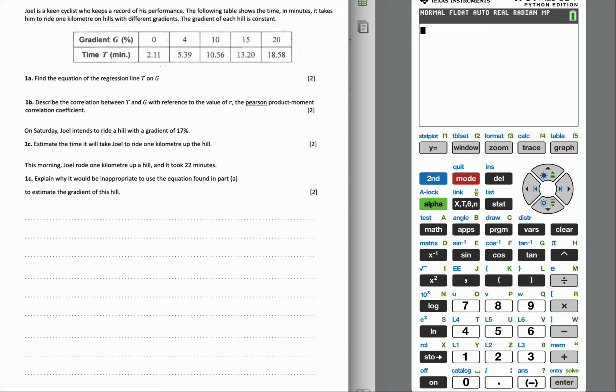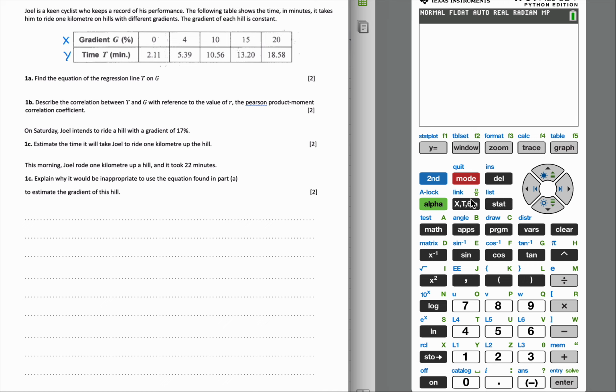So this is a cyclist who records the gradient of ascent that they've done and then the time that it takes. So essentially this is our x coordinate and this is our y variable. So our x and y variables. So the first one is to find the regression line t on g.